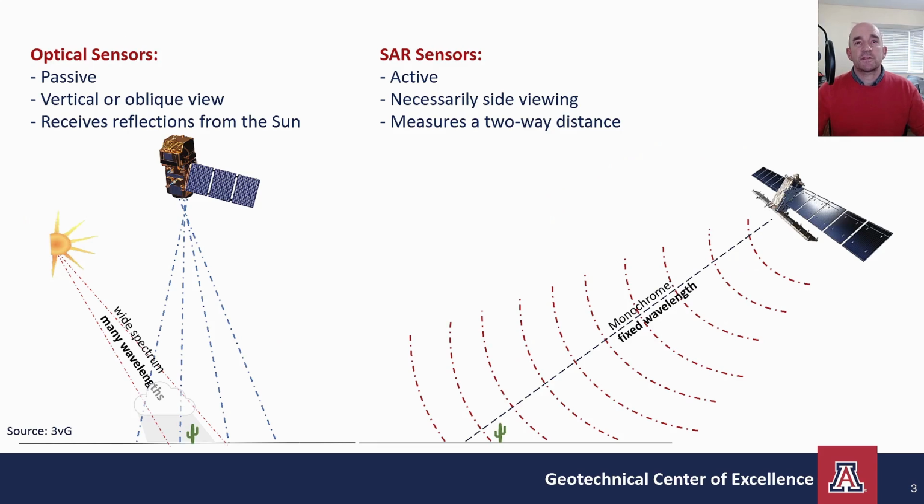Another key difference with SAR is the imaging geometry. Optical satellites can sense the ground from any direction, vertically down, or from an angle. SAR satellites, on the other hand, must look from the side. Unlike an optical camera, a SAR emits pulses and forms images based on the travel time of these pulses.